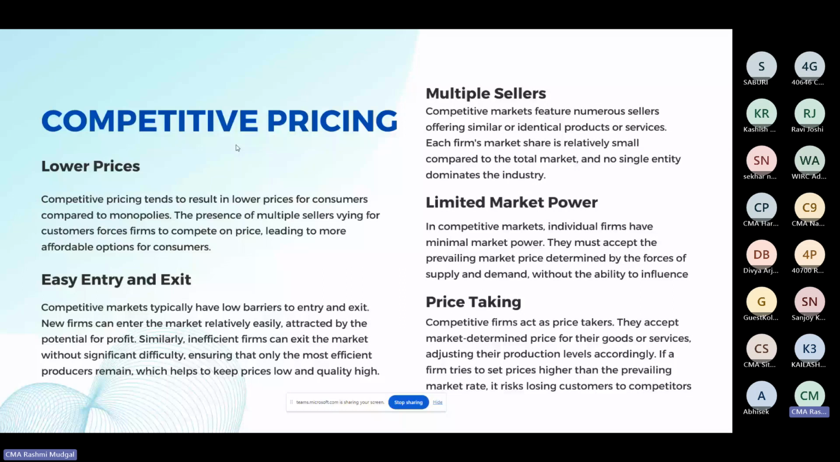The presence of multiple sellers forces firms to compete on price, leading to more affordable options for the customer. Customers want a cheaper thing. That's why people are selling at a cheaper price, because if you don't sell it, someone else will.